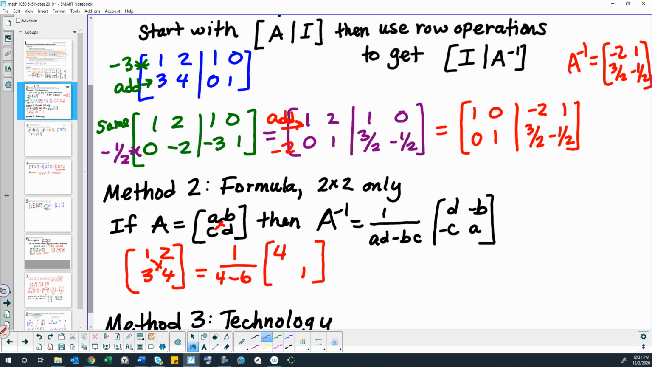Then here we have B and C. Notice how these are still B and C, but the signs are changed. So we take B, which is a 2, and change it to a negative 2. We take C, which is a 3, and change it to a negative 3.